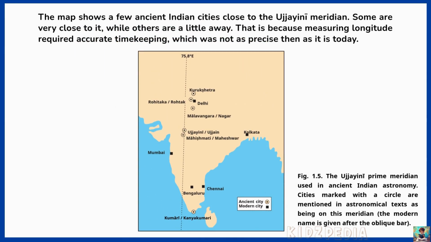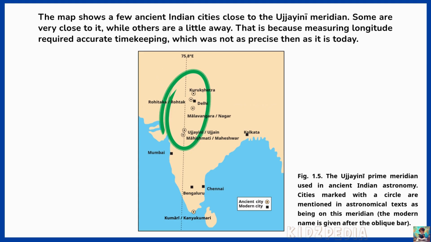The map shows a few ancient Indian cities close to the Ujjaini meridian. Some are very close to it, while others are a little away. That is because measuring longitude required accurate timekeeping, which was not as precise then as it is today. This map shows some old Indian cities near the Ujjaini meridian. Some cities are very close to this line, while others are a little farther away. This happened because long ago it was hard to measure longitude exactly. Accurate longitude needs very precise timekeeping, which was not easy in ancient times.